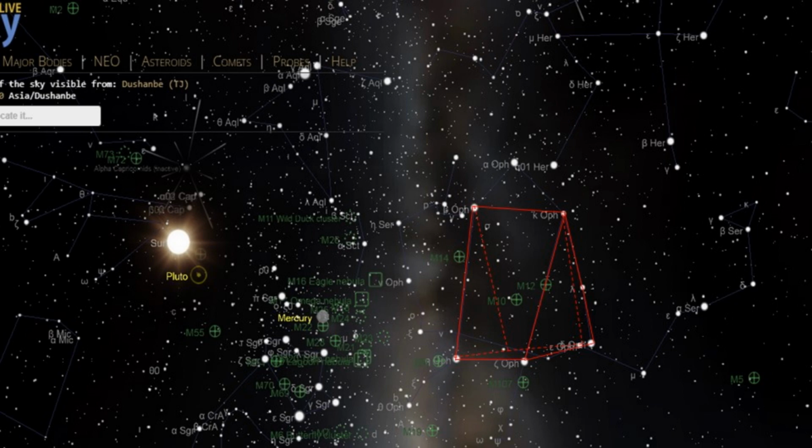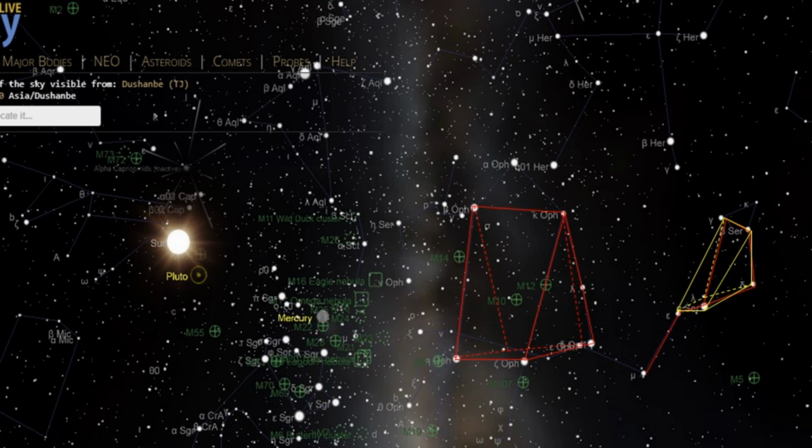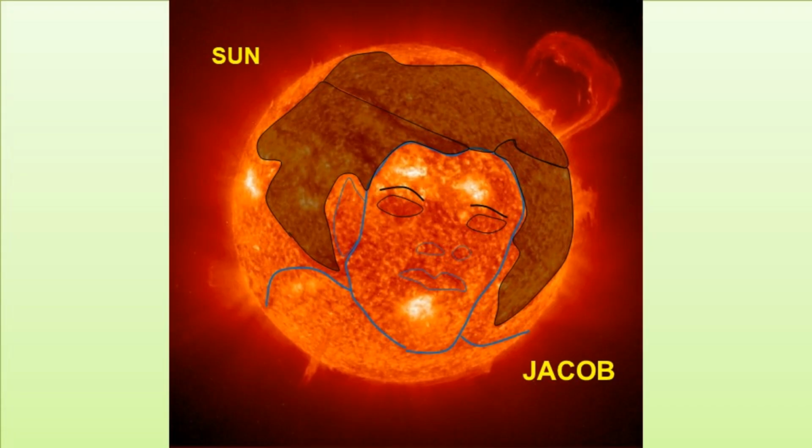Laban, along with his relatives, pursued Jacob and overtook him after 10 days and set up camp near Jacob's camp, as mentioned in verses 22 to 25. This indicates that the star representing Laban overtook and stayed close to the sun in the constellation Ophiuchus. Here, in this picture, you can see the tents of Jacob and Laban representing the constellations Ophiuchus and Serpens respectively. If Jacob represents the sun, which star represents Laban?